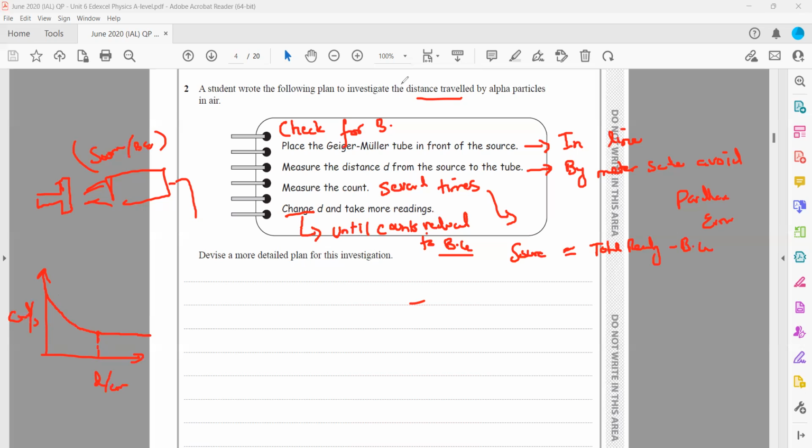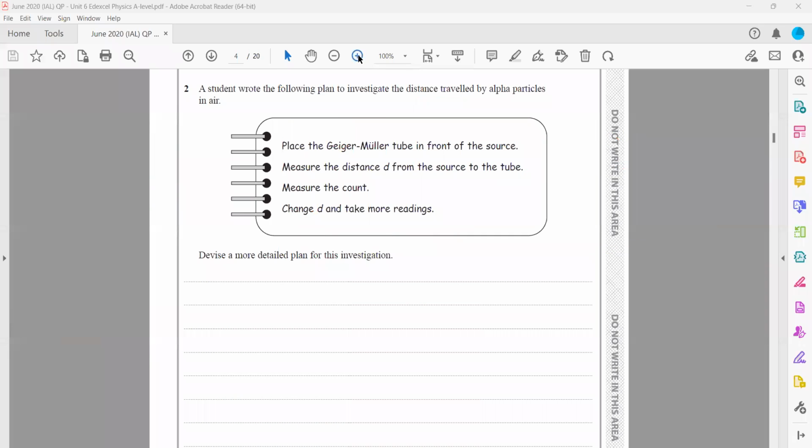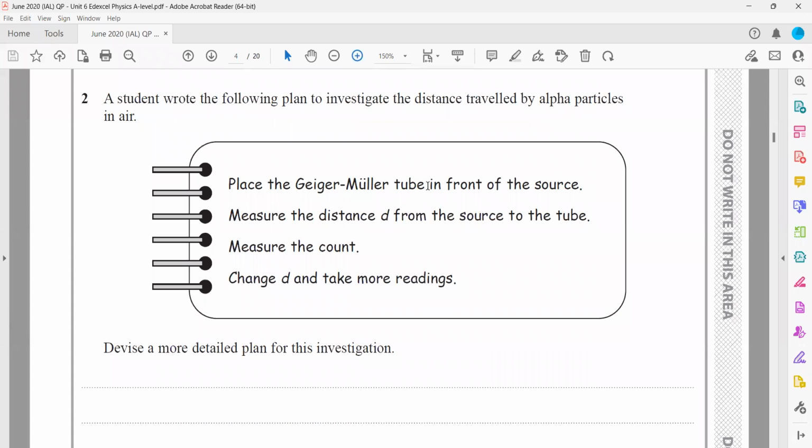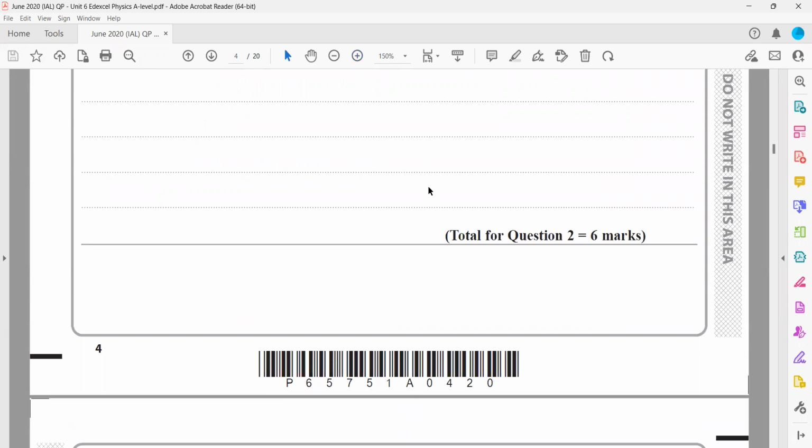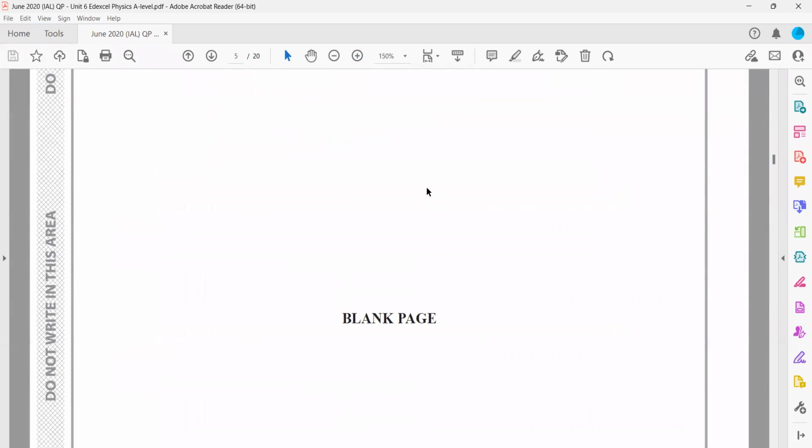The reference points are there, and you have to use them again just to devise a more detailed experiment. The whole procedure is given in the file which I have shared with you. It's better you also go through that file. Is this experiment clear? So this was question 2 of 6 marks.